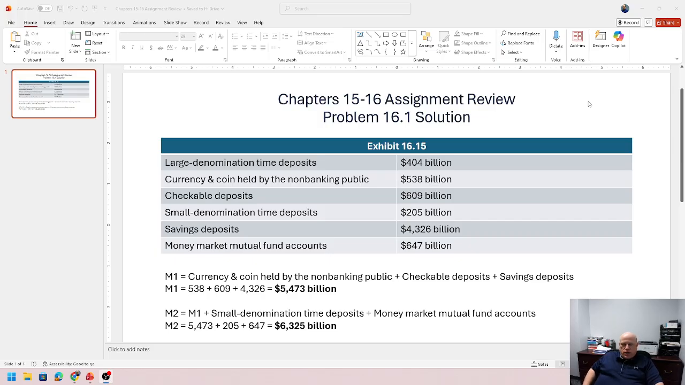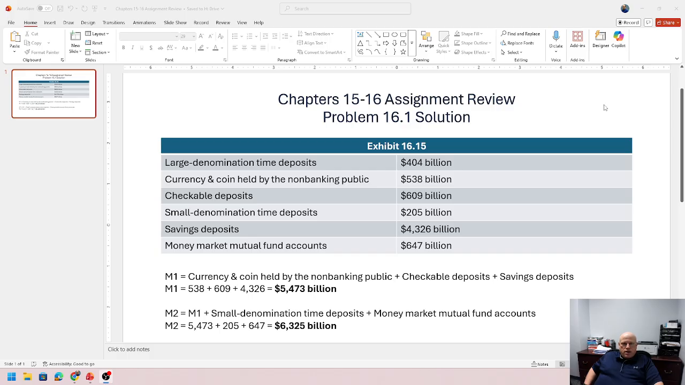Today what I'm going to do is go over the solution to problem 16.1 that some of you had some difficulty with on the chapters 15 and 16 assignment that I recently graded. So let's get started here. Basically on this problem 16.1 in the textbook, it gave you some values for various parts of M1 and M2 definitions of money.